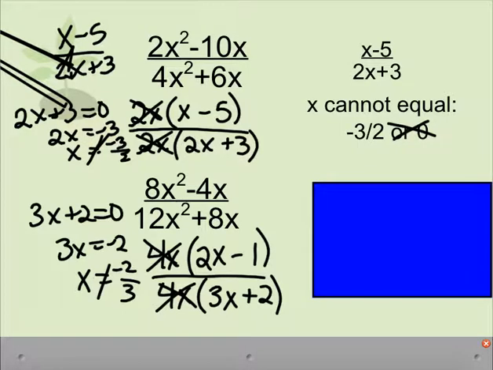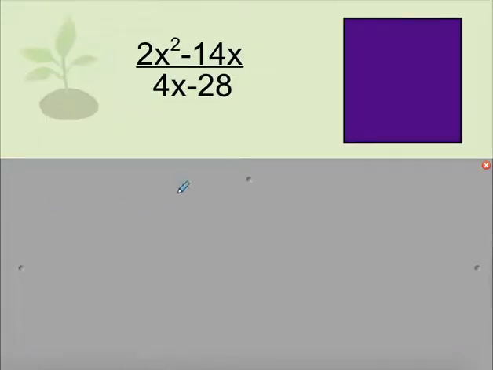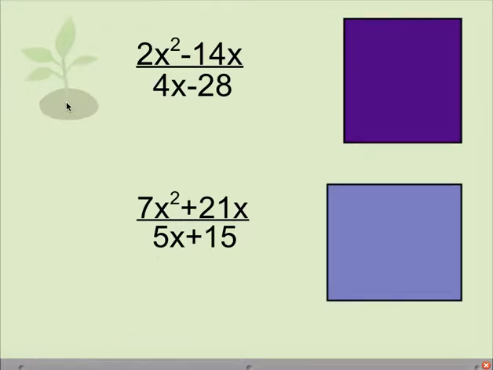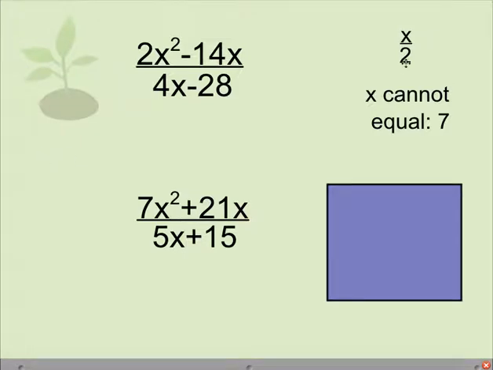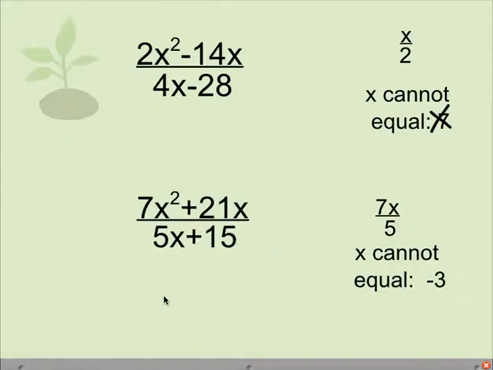Let's go through just a few more examples. If you want to pause the video and look at these, you can check your answers here. Okay, in this case, we simplify it to x over 2, and because we simplified it, we actually don't have a value that is excluded. We would get x cannot be 7 if we did the equaling to 0 before we simplified. And same with this bottom one, 7x over 5, we can actually have anything because there is no variable in the denominator.